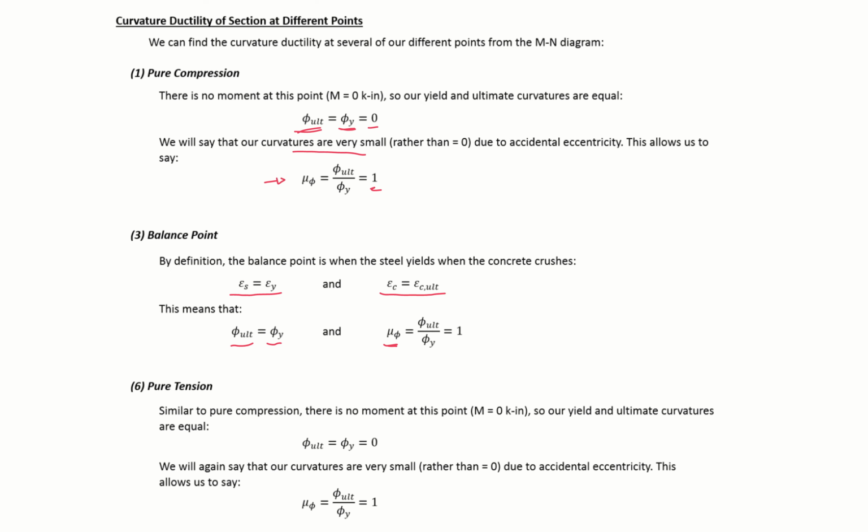And finally, similar to pure compression, in pure tension we don't have any curvature in the section because we don't have any moment. So our ultimate curvature is equal to our yield curvature is equal to 0. And again, we'll say that our curvatures are very small rather than equal to 0 so that we can divide by our phi y. And we'll again find our curvature ductility here to equal 1.